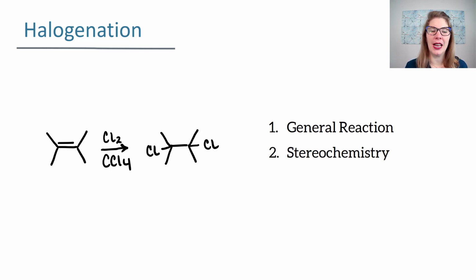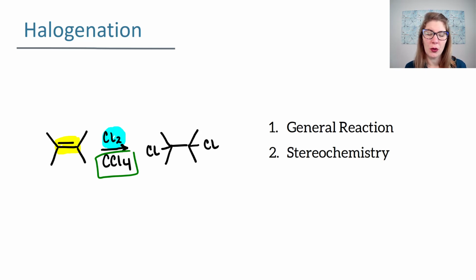In a halogenation reaction, you're going to start with an alkene, and then when you add a halogen, like chlorine, to the alkene in some inert solvent, like carbon tetrachloride, you're going to see two halogens add across the pi bond, so one to one side and one to the other.